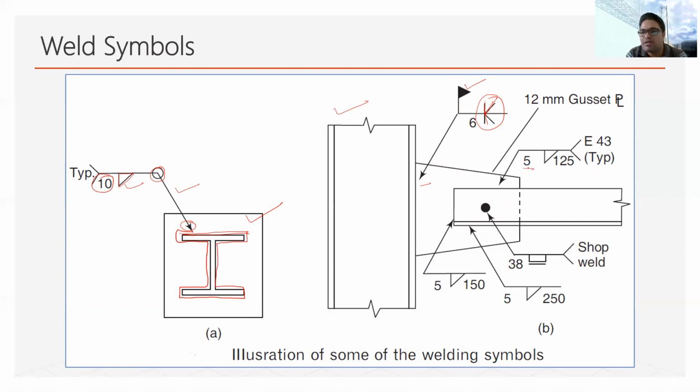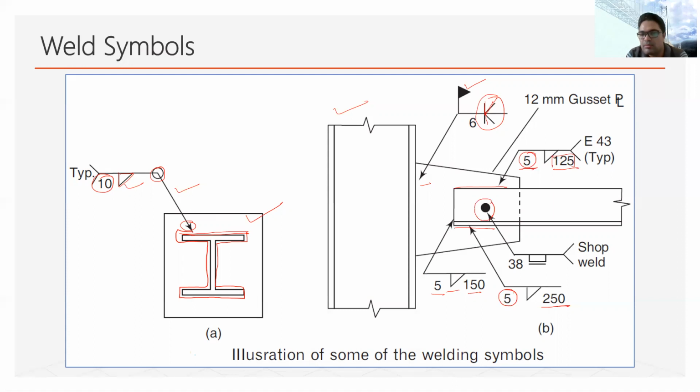Similarly, this number 5 is showing the size of the weld, and this larger number is showing the length of the weld. So at this face, the length of the fillet weld will be 125 mm and the size of the weld will be 5 mm. Similarly here, it is showing the fillet weld with 150 mm length and 5 mm size. At this face also, we provide welding with 5 mm size and 250 mm length.